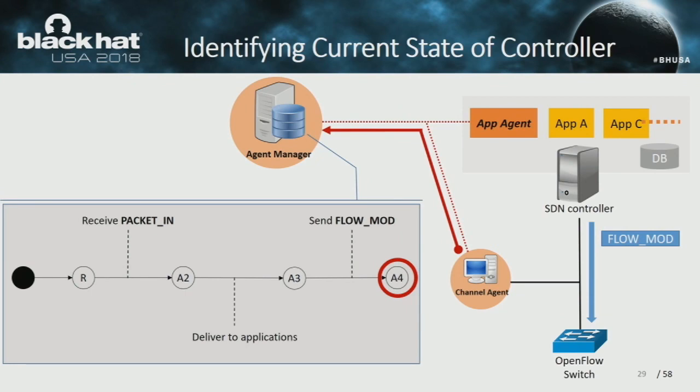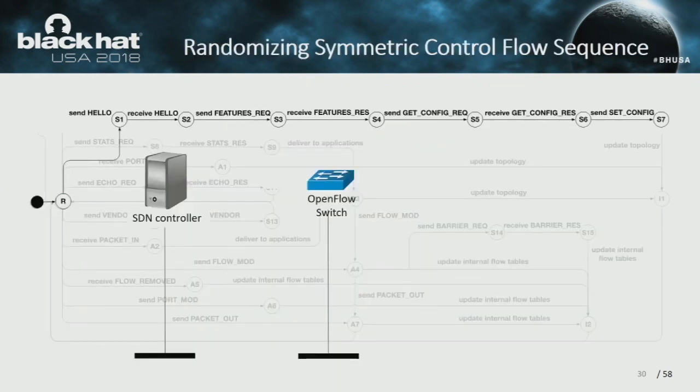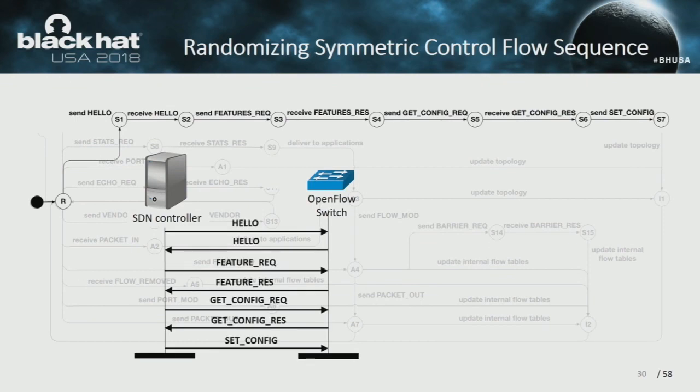And next, let's have a look at how Delta randomizes the flow sequences and the input values. One example SDN operation that involves the symmetric flow sequences would be a handshake process between the controller and the switch. According to the OpenFlow specifications, this operation should experience a total of 7 state transitions from state R to state S7, as shown in this figure. In the case of the control message types, the handshake process takes from hello message to the set configuration message sequentially. But what if we could manipulate the order of those events?